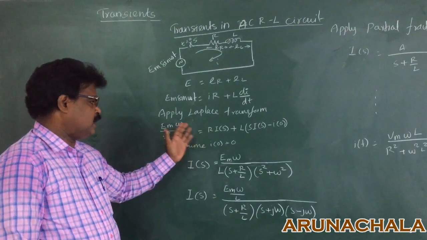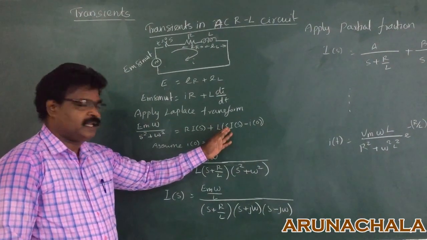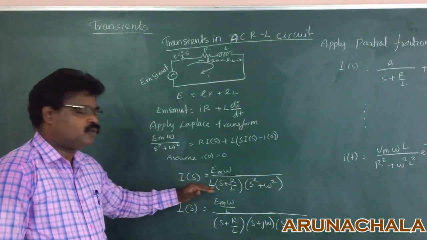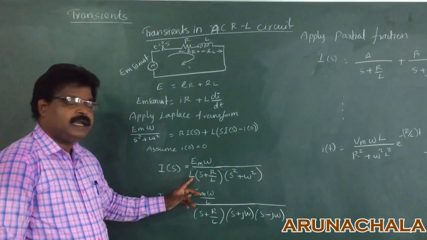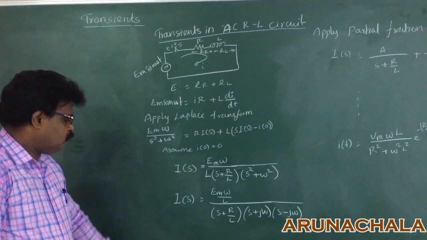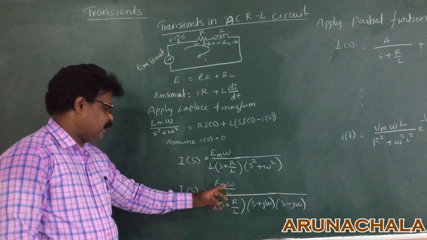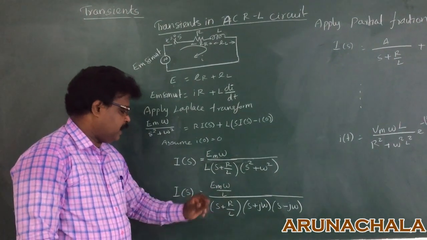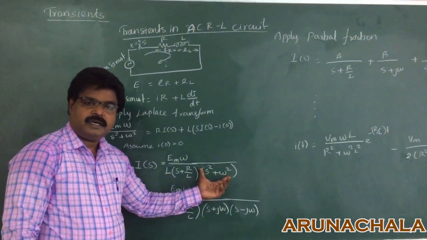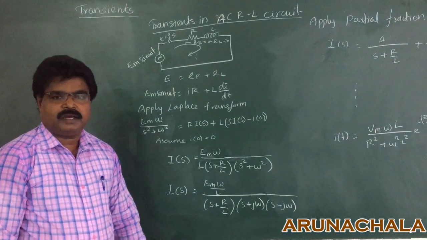So take I of S outside, then cross multiply. The S term consists of L here, so take L outside. Simplifying, I of S is equal to Em omega divided by L into (S plus R by L) into (S square plus omega square). Taking L to the numerator, I of S is Em omega by L divided by (S plus R by L) into the remaining factor.